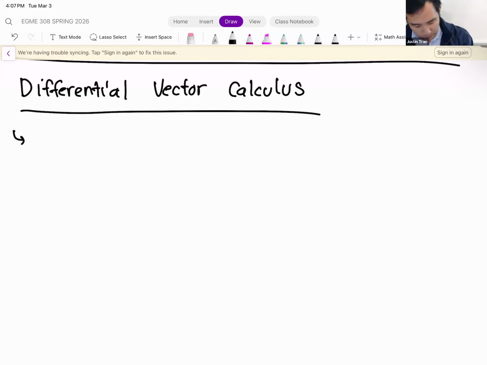Okay. So the first thing I want to discuss here is this concept of a field. Fields are quantities that you'll see a lot if you ever get into engineering, analytics, or anything like that. A field is basically a function of multiple variables.